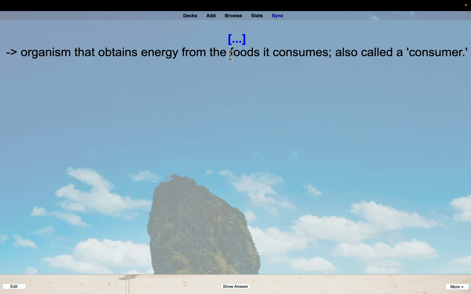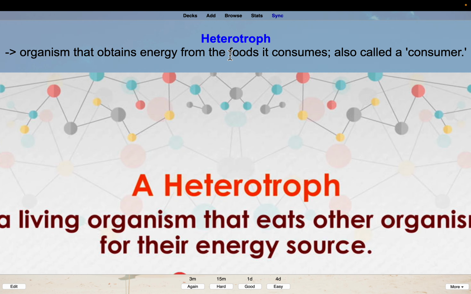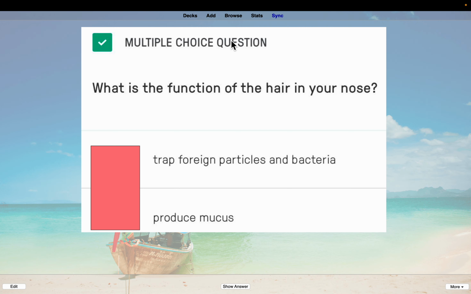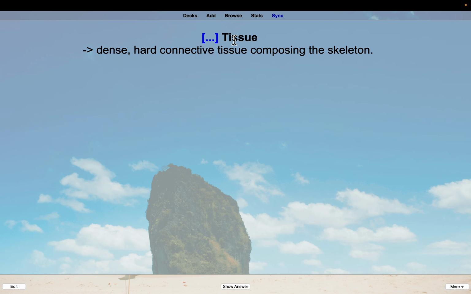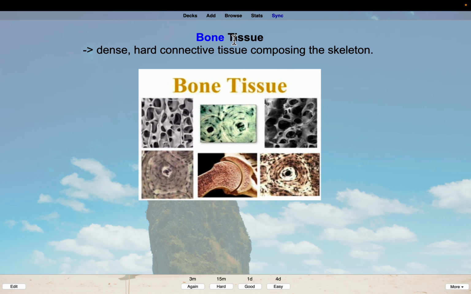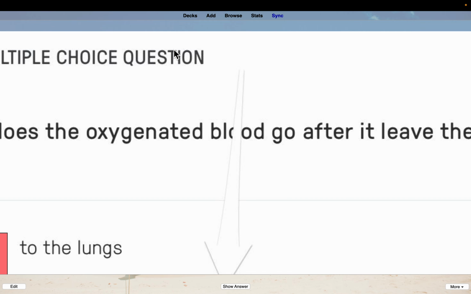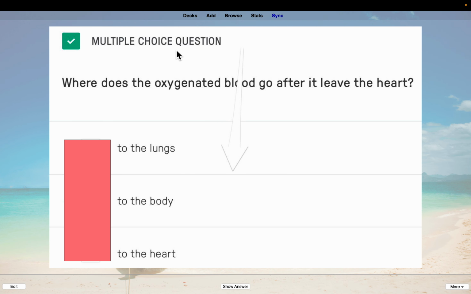Blank is an organism that obtains energy from the foods it consumes. Heterotrophs. We've seen this earlier. Function of hair in the nose, trap foreign particles and bacteria. Blank tissue. This is dense hard connective tissue composing the skeleton. Connective. Just kidding. Bone tissue. I didn't see this. Where does the oxygenated blood go after it leaves the heart?